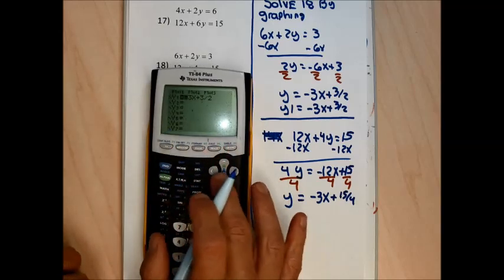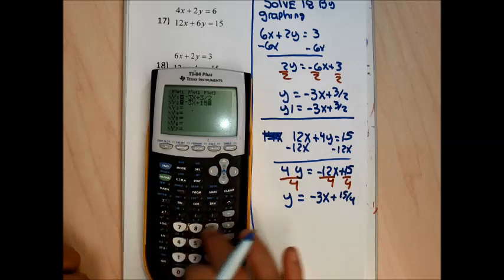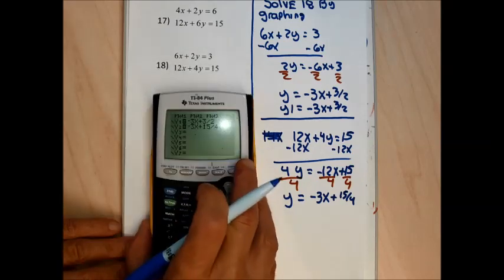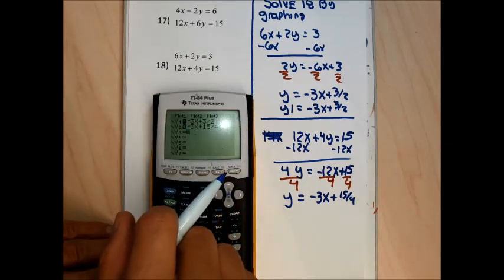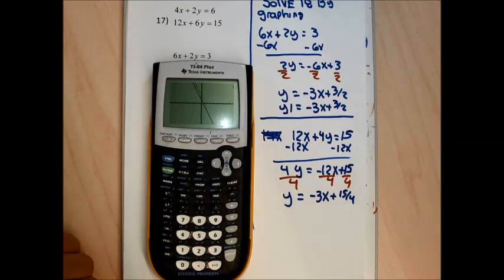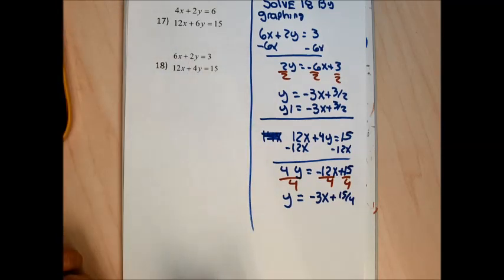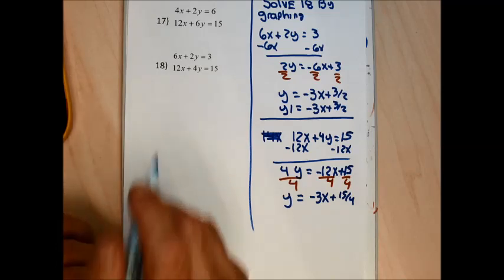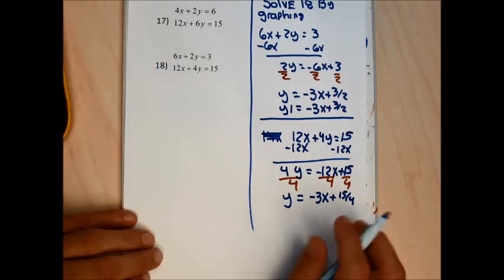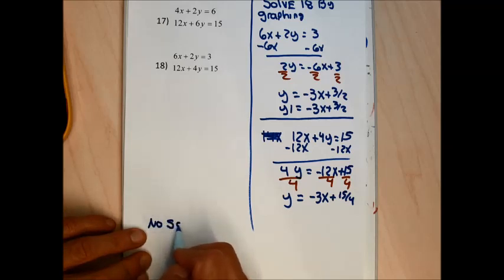Let me graph this. Negative 3x plus 15 divided by 4. Really? Now when I graph it, I get another set of parallel lines, and so this is also going to be a no solution. I thought this was going to be the case where there's infinitely many solutions, but I was wrong. My answer to problem 18, because these graphed to be parallel lines, is no solution or inconsistent.